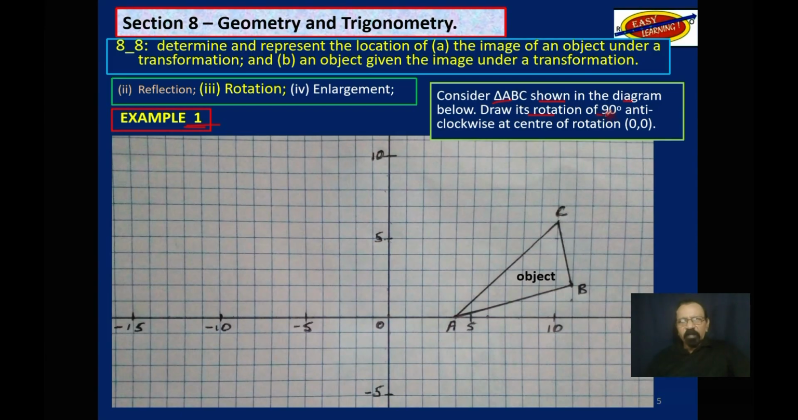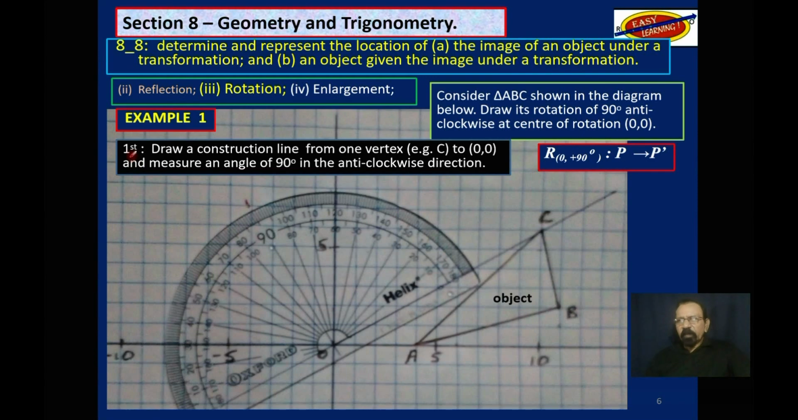Draw its rotation of 90 degrees anti-clockwise at the center of rotation 0, 0. So you may see that written like this: rotation at 0, 0 plus 90, which is anti-clockwise, of 90 degrees. So the first thing you will do is draw a construction line from one vertex, say C, to 0, 0, from here to there, and measure an angle of 90 degrees in the anti-clockwise direction. So you start here, measure 90 degrees, put a little mark there, which is 90 degrees.